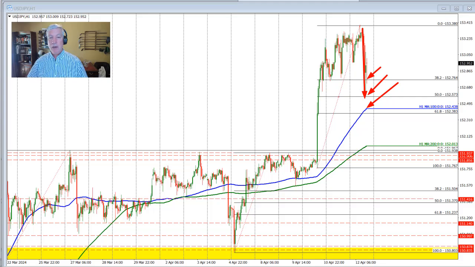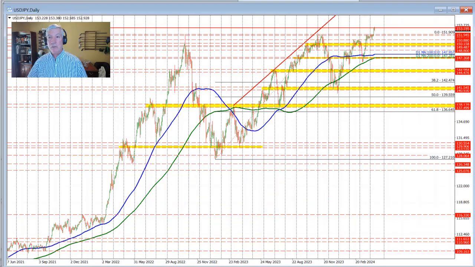So be aware of this level at 152.57. If the price can get below that level, then the 100-hour moving average comes into play and the bias turns more to the downside. Otherwise, looking at the daily chart for this pair, we're above the 2022 high, we're above the 2023 high, we're above the 2024 high. That's what we did this week, and we're trading at 30-plus year highs for this currency pair.